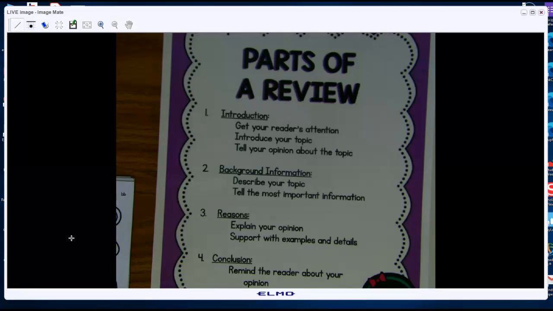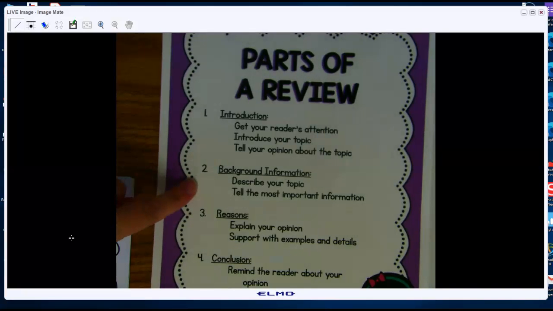Then later on we'll work on our reasons, which is when we give our reasons why we think that person should try what we're talking about. The reasons why you think it's the best. And then the conclusion reminds the reader what we think and tells them what to do. Tells them where to go to get that thing or where to go to try it or what they should do. So today, what I said, we're going to be working on the background information.